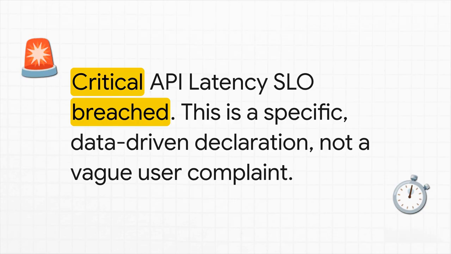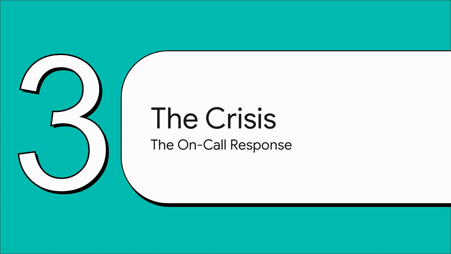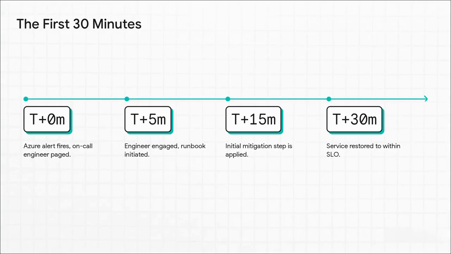See, this isn't some vague email from a user saying, "The site feels slow." Nope. This is a specific, data-driven declaration that something is wrong. And that alert kicks off the human part of this whole loop, the on-call response. In the middle of a crisis, you don't want people getting creative. You want a calm, structured, and totally predictable process. And this is what that process should look like.